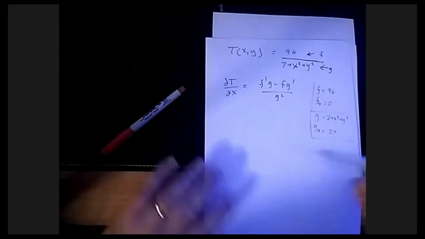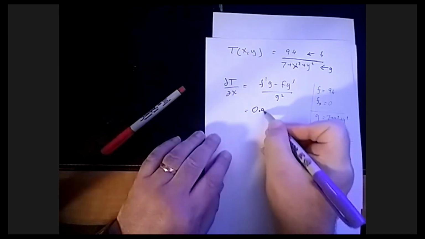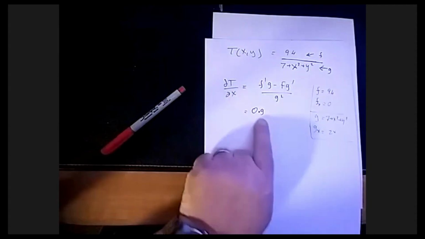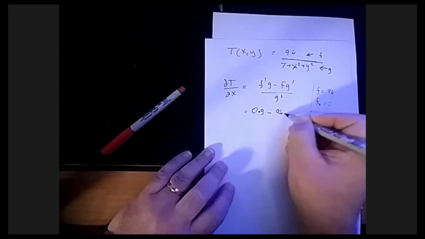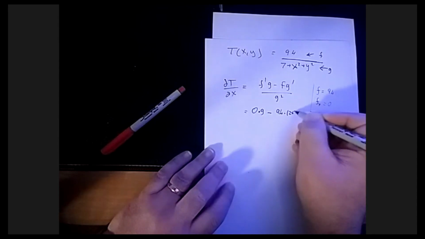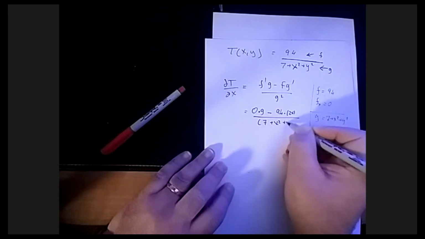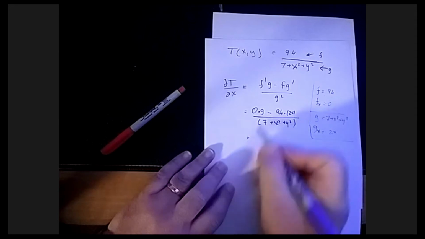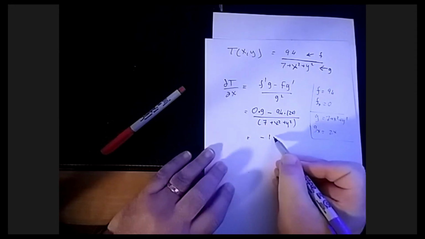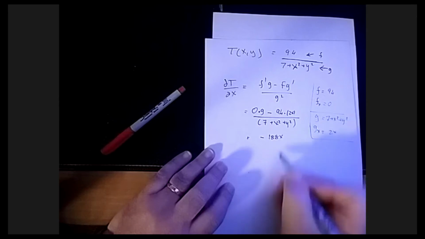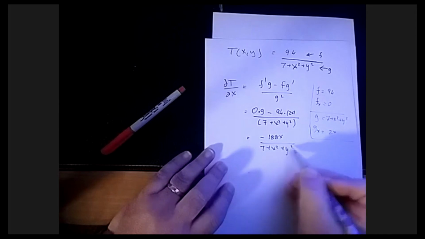If you do it this way, you can say f dashed, which is 0, times g. I don't even need to write g down because I'm going to multiply it by 0. Take away f times g dashed, and the whole thing is going to be over 7 plus x squared plus y squared. Now that gets you nothing. This gets you 188 over that.